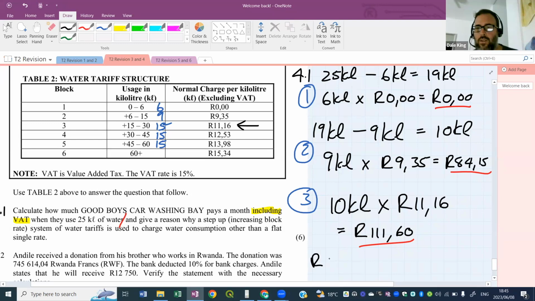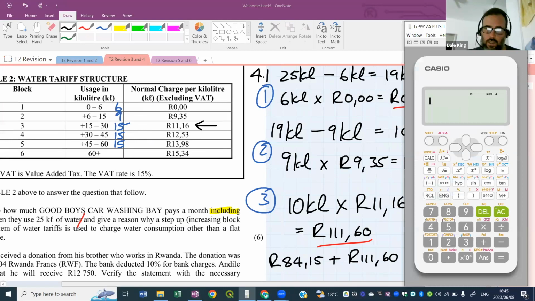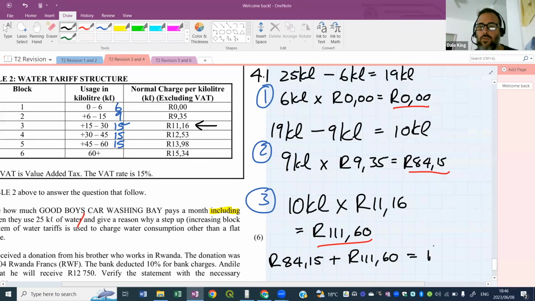We don't have to add 0 here. So it's just going to be the 84 Rand 15 plus 111 Rand 60. And that'll give us a total water use for 25 liters: 84.15 plus 111.60 is 195.75. Okay, excellent, Sakile. So it's 195 Rand 75.